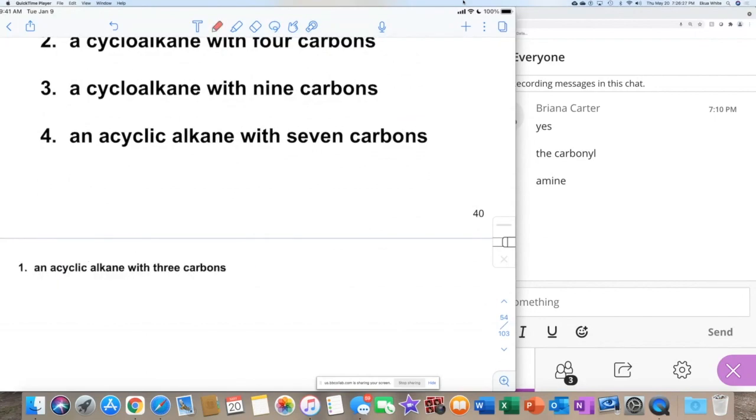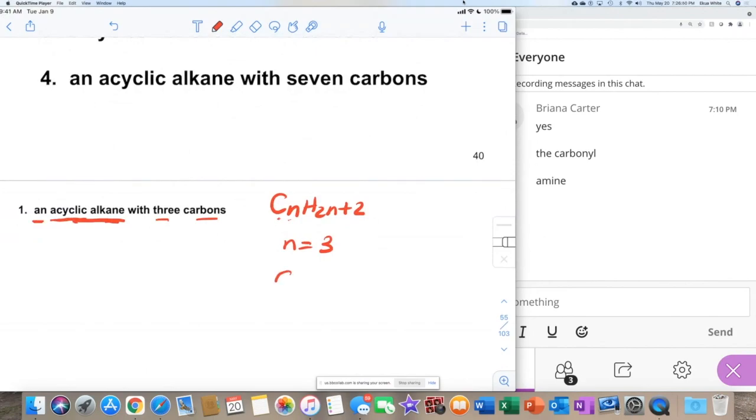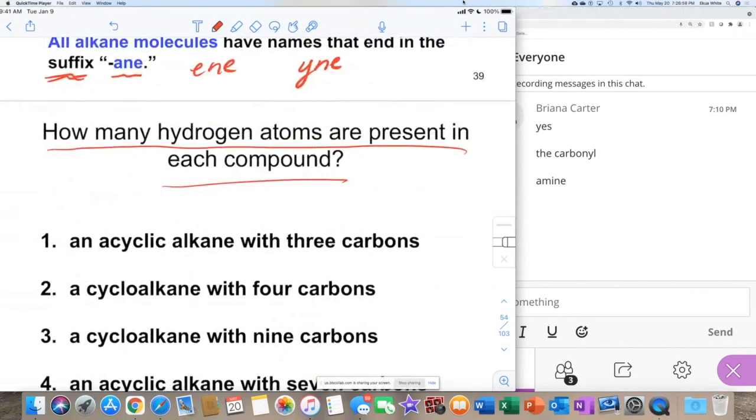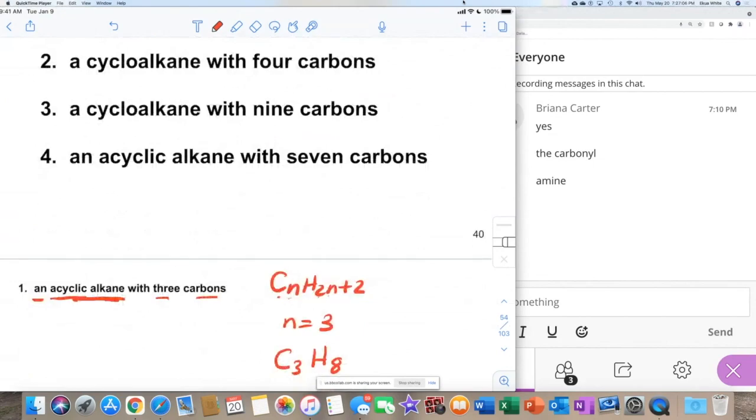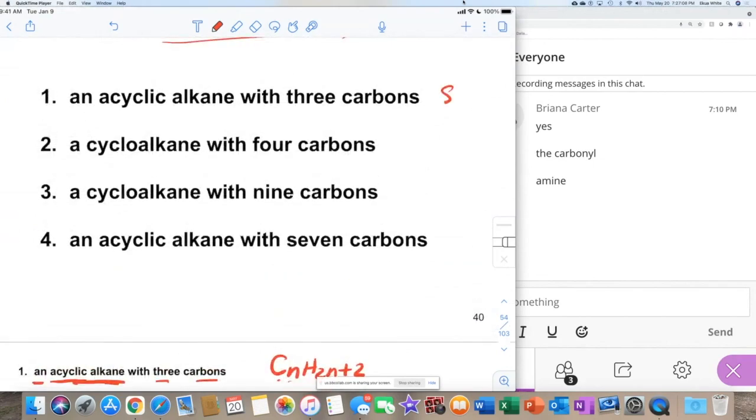Okay, so this is the condition. We have to have an acyclic, so that's a straight chain, alkane with 3 carbons. Okay, if it's an acyclic alkane, the general formula is CnH2n+2. If the carbons are 3, that means n is equal to 3, right? So this is going to be C3. 3 times 2 is 6 plus 2, 8. H8. Do they want the formula for me to draw it? Oh, they're asking how many hydrogen atoms are present. I guess 8 hydrogen atoms? Oh, right here, 8 hydrogens.